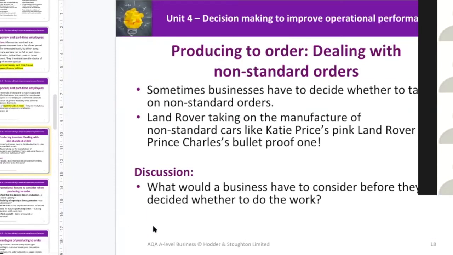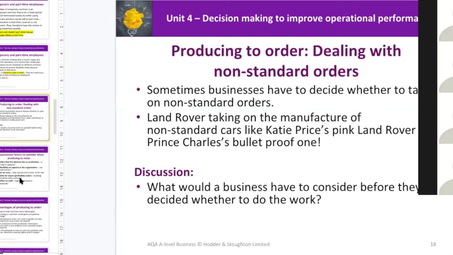In your operation process, you're always getting producing to order. As we talk about, people want different things, different features, different colors. You need to think about if you are taking the order, if it's worth your time and effort.